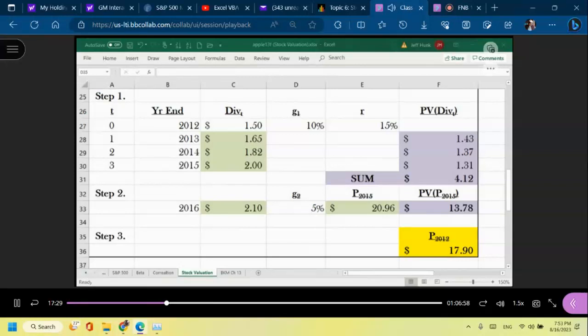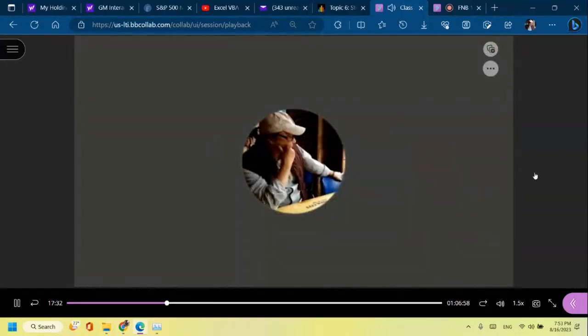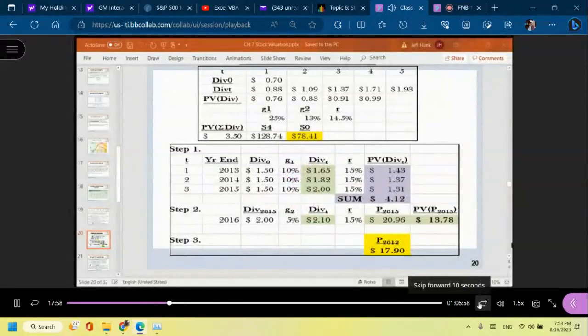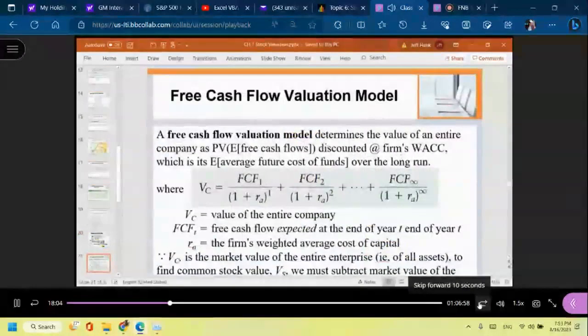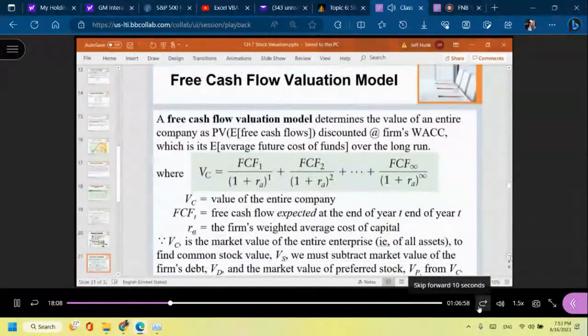Let me stop sharing the Excel file and go back to 4 models. This is the third model, variable growth. And what is the fourth model? The fourth model is called the free cash flow model. Now, what is free cash flow?